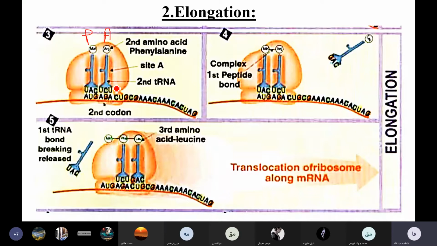Again I will repeat. In the elongation process, أول شغلة بتصير أنا عندي ال A site is empty. هيجي transfer RNA specific للكودون يلي موجود. In this case the messenger RNA codon is AGA. So the anticodon UCU حيكون حامل على راسه the amino acid. هيدا transfer RNA will come and settle in the A site.